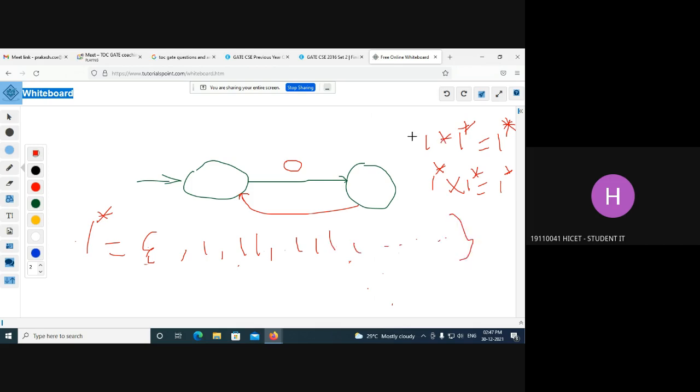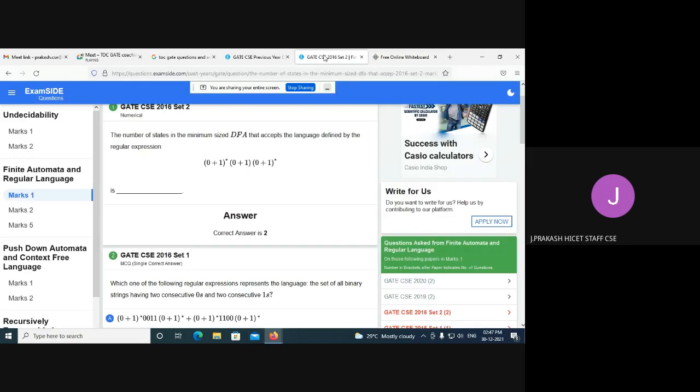So see the identity now. 1 into infinity is infinity. Infinity into infinity is infinity, sir. So maximum how many states? 2 states is enough. Are you clear? Yes, sir. So this is how I have answered this. This is how I have answered this sum.